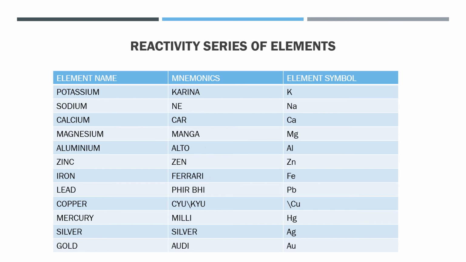So that's the mnemonic. The symbols for these elements are: for potassium it is K, sodium it is Na, calcium it is Ca, for magnesium it is Mg, for aluminium it is Al, for zinc it is Zn, iron Fe, lead Pb, copper Cu, mercury is Hg, silver it is Ag, and gold it is Au. So these are the reactivity series of elements.